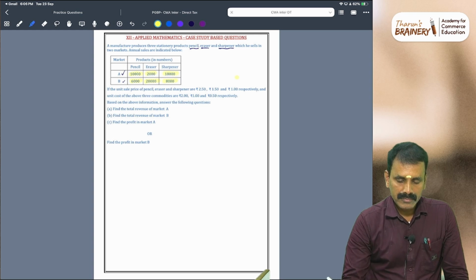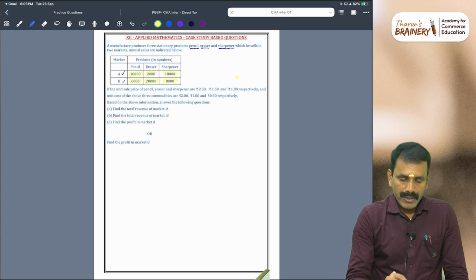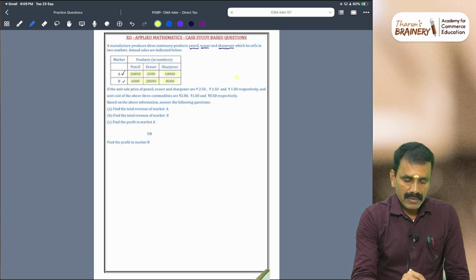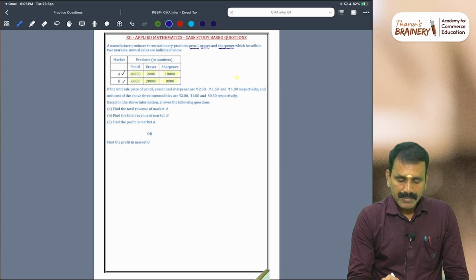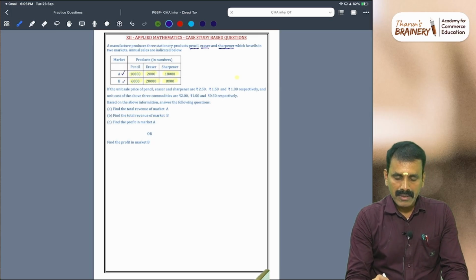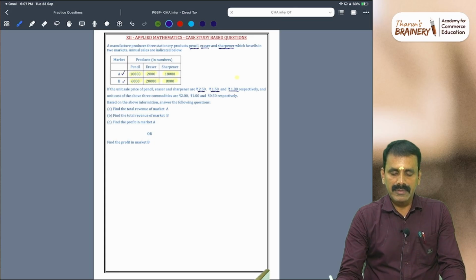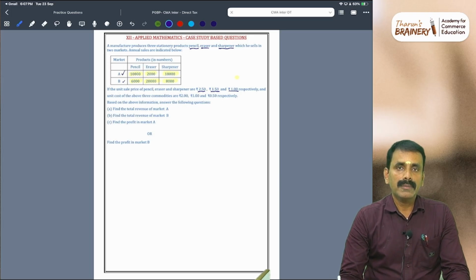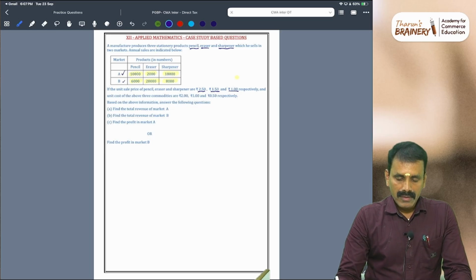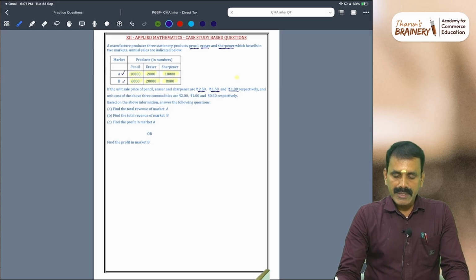And now, the unit prices of pencil, eraser and sharpener are given to be rupees 250, rupees 150 and rupees 1 respectively. The selling price of each unit for each product is given separately. For pencil it is going to be 2 rupees 50 paise, for eraser 1 rupee 50 paise, and for sharpener 1 rupee.